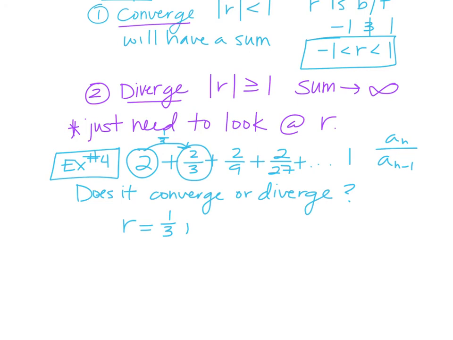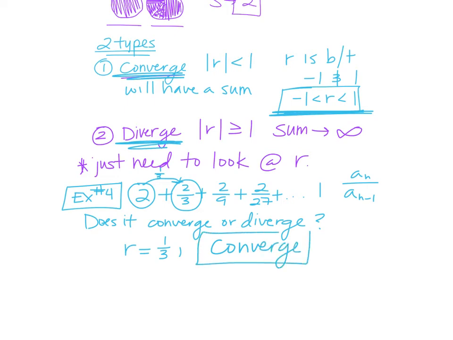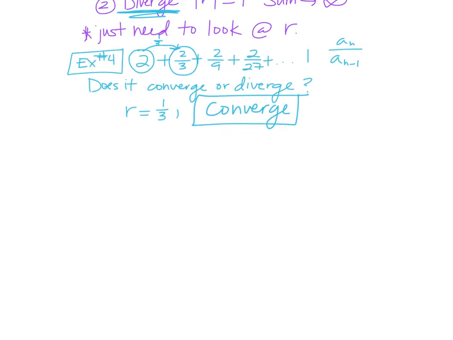So what does that mean? If it's 1/3, will it converge or diverge? Well, 1/3 is between -1 and 1, so this will converge. Okay, meaning if you were to solve this, you would actually get a number answer, which we'll do in just a minute. We're not going to do that yet on these. I just want you to check if you can figure out converge or diverge first. Okay, example 5.